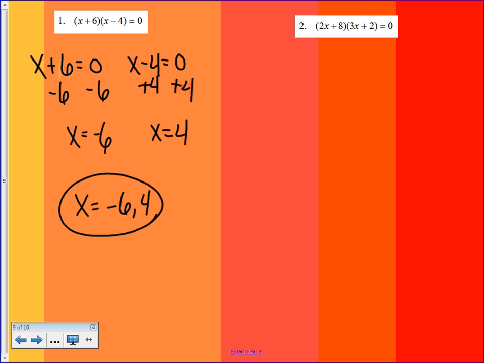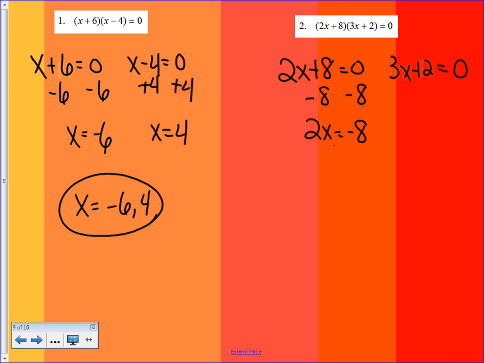Same thing for number 2. We're going to take 2x plus 8 is equal to 0, as well as 3x plus 2 is equal to 0. Again, just going to solve it for x. So I want to subtract 8 from both sides. 2x is equal to negative 8. Divide both sides by 2, x is equal to negative 4.